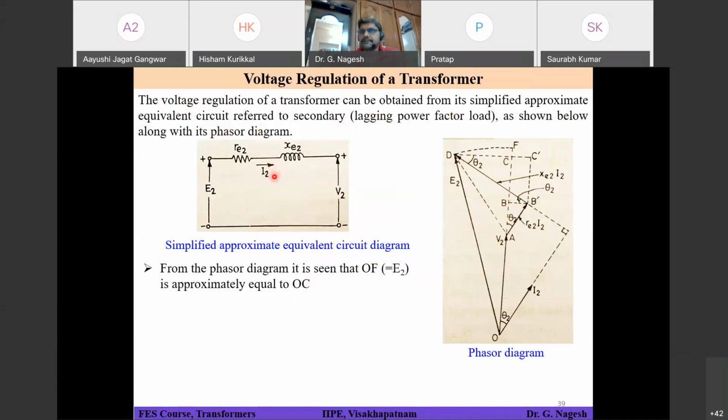Simplified means there is no shunt branch also. The shunt branch is removed. After that, this is the equivalent circuit of the transformer, with all the parameters referred to the secondary side. If you consider a lagging power factor load, this is the equivalent circuit and the corresponding phasor diagram is shown here. How to draw the phasor diagram?